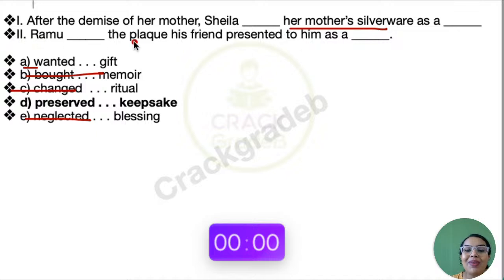So Sheila, she preserved whatever was left of her mom. Also, Ramu dash the plaque. Plaque is like a wooden tablet kind of a thing. Okay. So he preserved, kept it nicely. His friend presented it to him as a keepsake. Keepsake is something that you keep in the memory of a particular time or of someone. So that is happening, okay? Because her mother passed away, Sheila she preserved, kept nicely the silverware as a keepsake, as a memory. Ramu also did the same. Whatever his friend presented to him, he kept it so that whenever he looked at it, he remembered his friend. So it was very, very simple, okay?